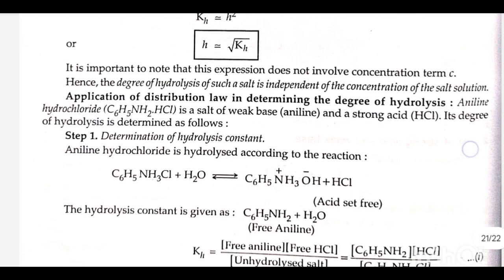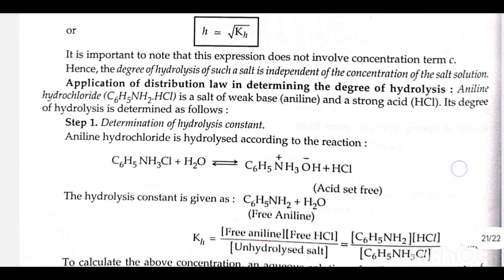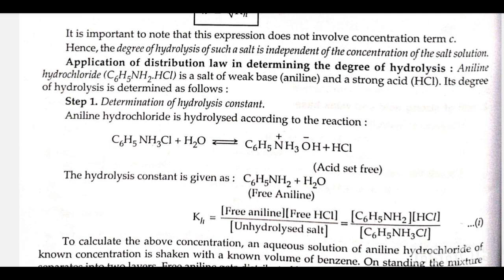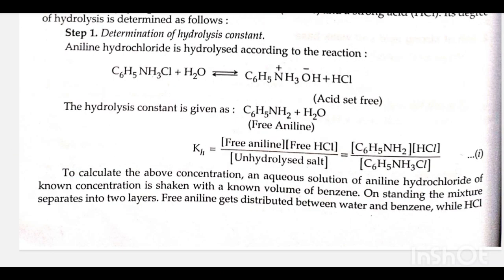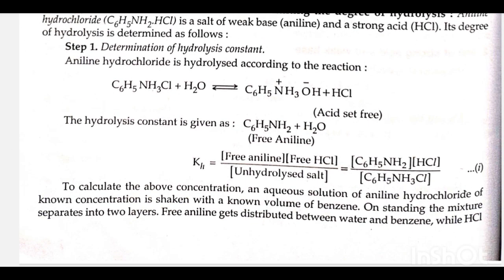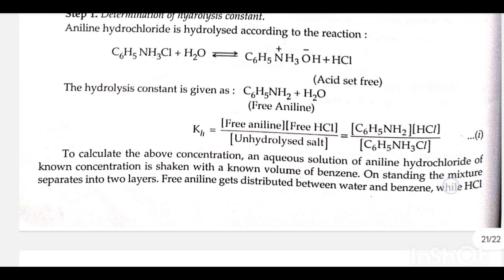Application of the distribution law is in determining the degree of hydrolysis. Aniline hydrochloride is a salt of a weak base and a strong acid HCl. Its degree of hydrolysis is determined as follows. Step 1. Determination of hydrolysis constant. Aniline hydrochloride is hydrolyzed according to the reaction C6H5NH3Cl + H2O ⇌ C6H5NH2 + HCl. Hydrolysis constant is given as Kh = [C6H5NH2][HCl]/[C6H5NH3Cl], where C6H5NH2 is free aniline.